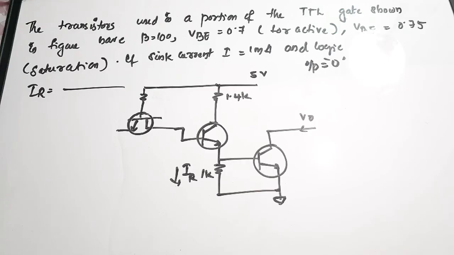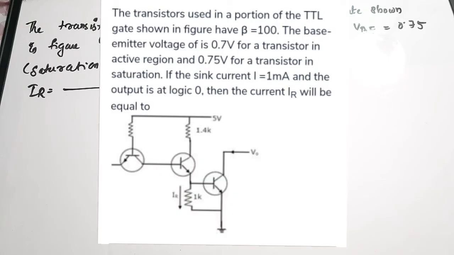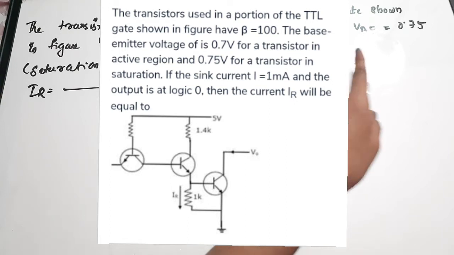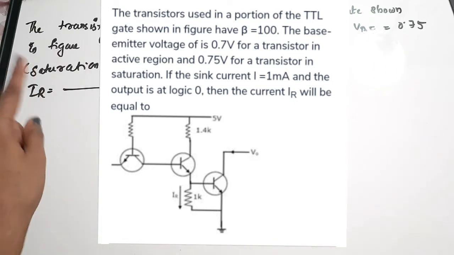The second question is this: the transistors used in a portion of a TTL gate shown in the figure. This is a portion of TTL, totem pole logic, and beta is equal to 100 for all these transistors, and VBE, base emitter voltage, is 0.7 if the transistor is in active region, and also VBE equal to 0.75 if in saturation.